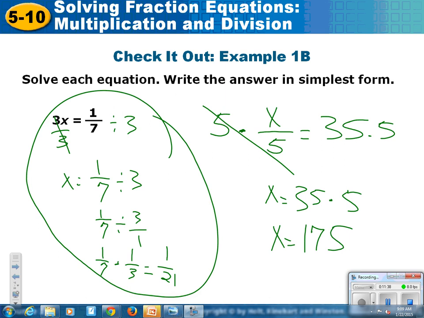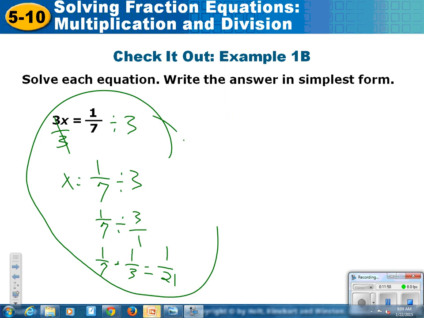What I want you guys to accomplish for tomorrow is I want you to do page 276, 6 to 30 even.